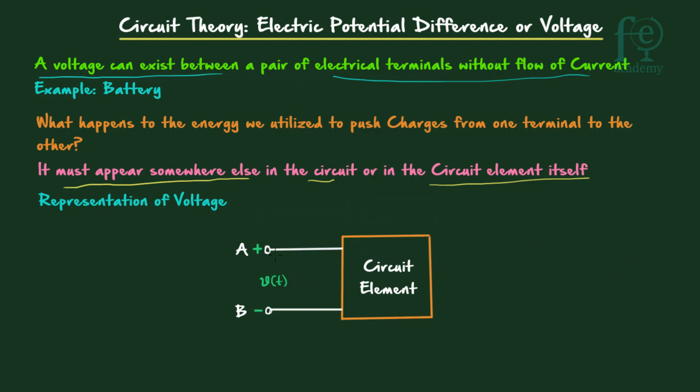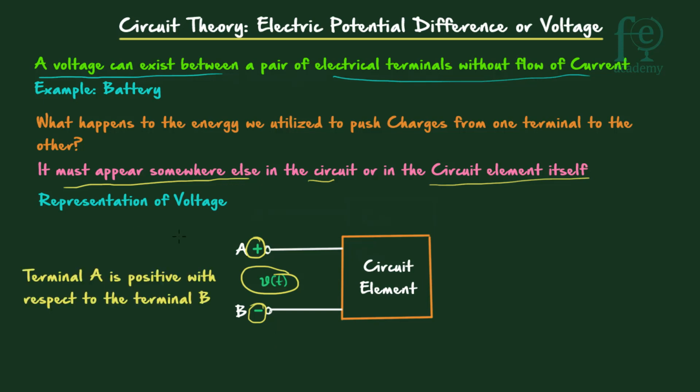So this is how we represent the voltage. There should be two terminals, and the top terminal is always denoted by a plus sign and the bottom terminal by a negative sign, and we write v of t, or the voltage, for example 5 volt or minus 10 volt, across these two terminals. In this representation, terminal A is positive with respect to terminal B, which is why we have marked positive here and negative here. So this is about electric potential difference, or voltage, from the perspective of circuit theory.